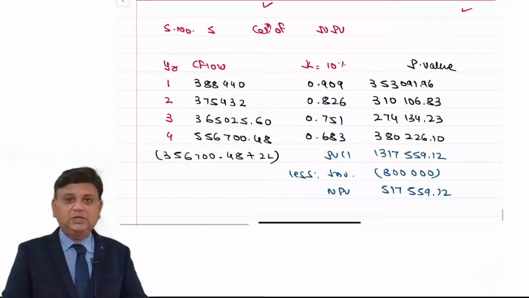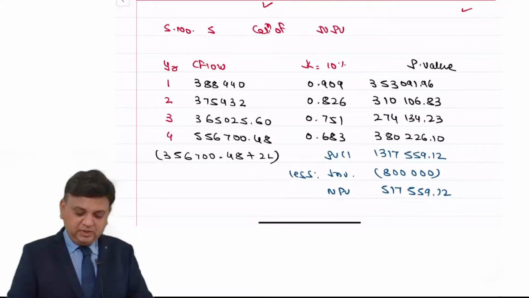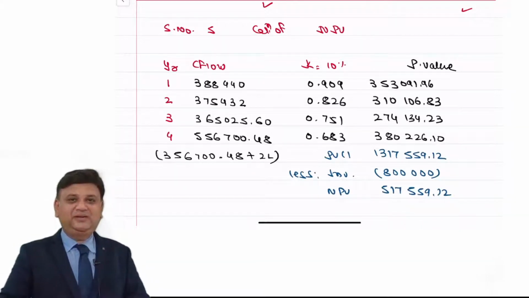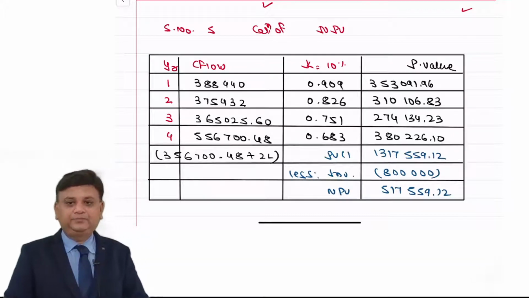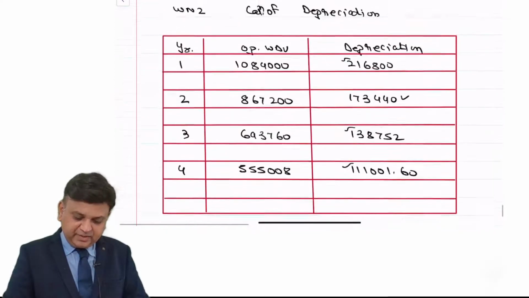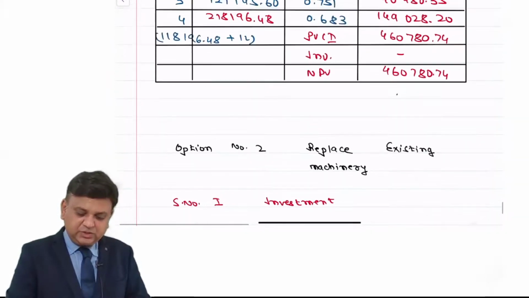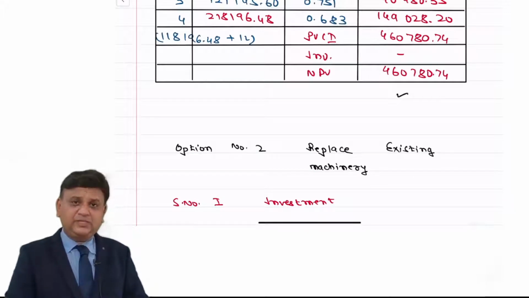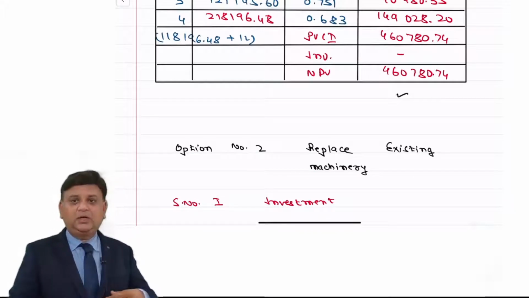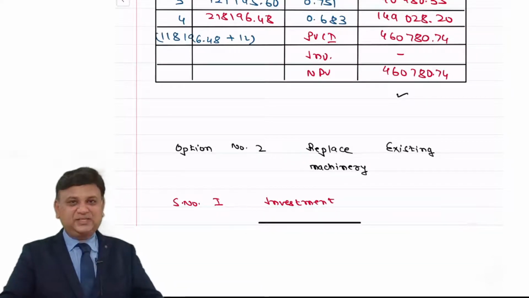Of course we understand that this is required to be compared with the first option for the purpose of decision making. So this is option number 2, that is compared with option number 1. Option number 1 NPV is 460,780.74. It is less in comparison to the NPV with the replacement. So we'll advise the company to replace the existing machinery.